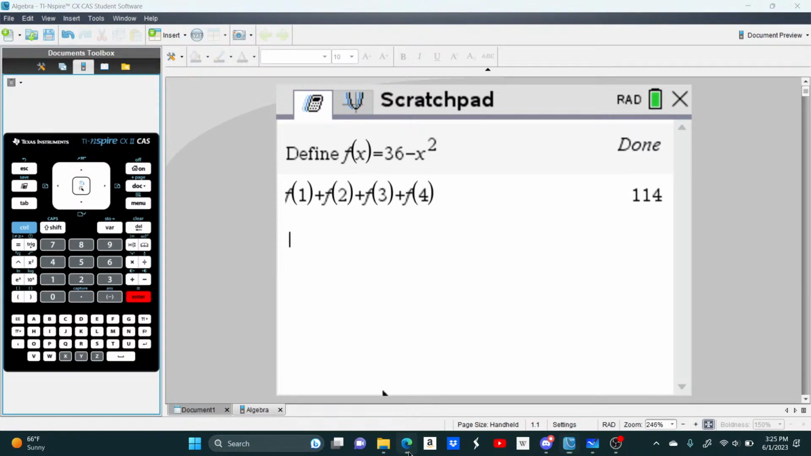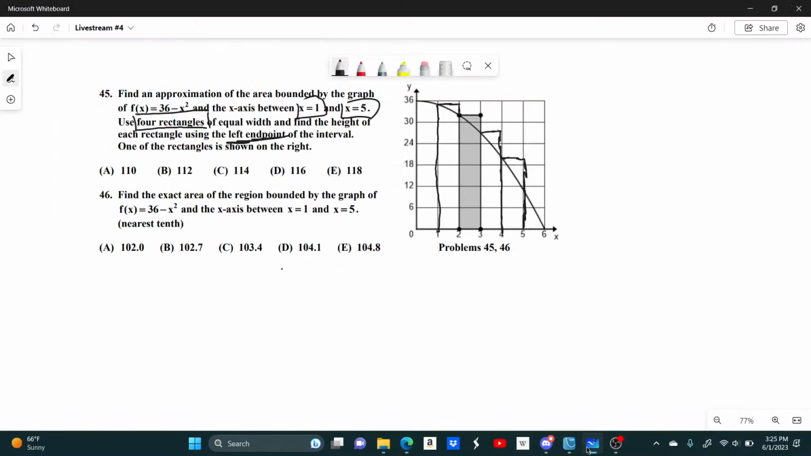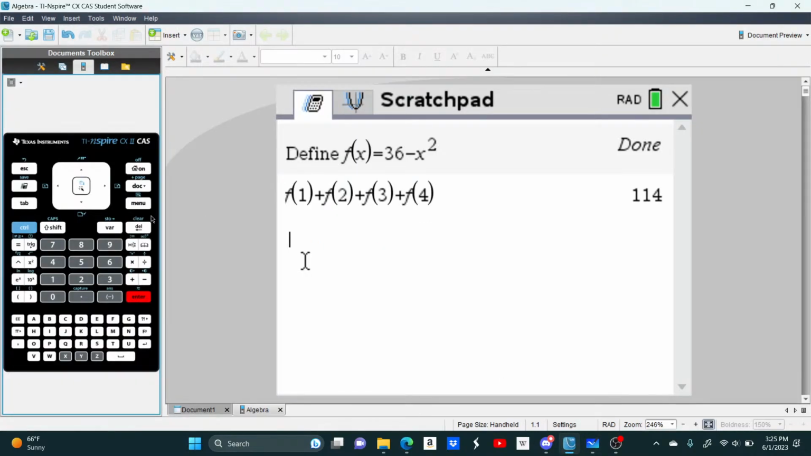There you go. You get 114. All right, now I must define the exact area. Well, this is a lot easier, right? This is just your basic integral. All I'm doing is integrating from 1 to 5 of 36 minus x squared, right? Integral for bounded area. That's about all there is to it.